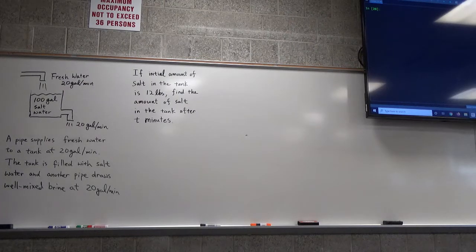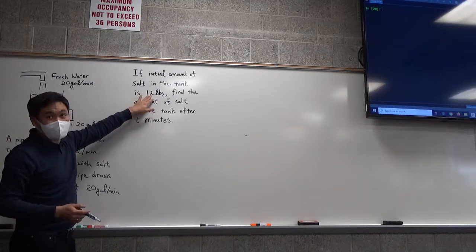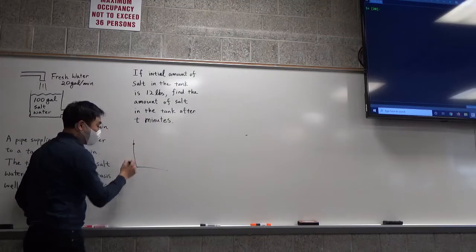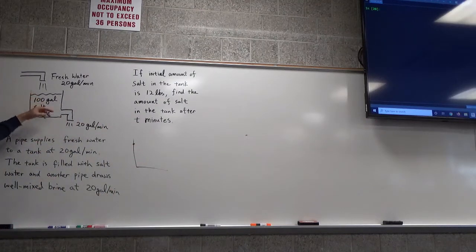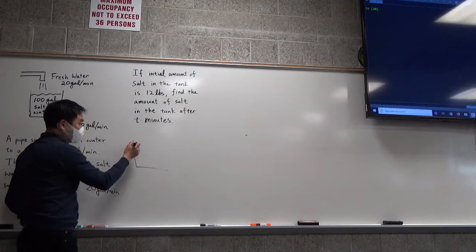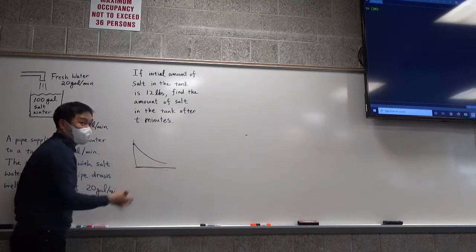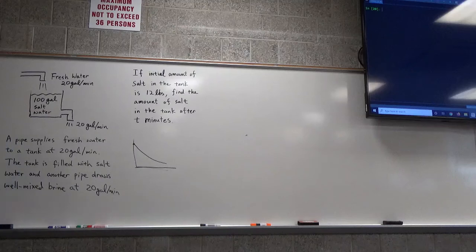Now, we would actually have some idea of what the solution might look like, because initially it's 12 pounds of salt. And if you have 12 pounds of salt and the mixed salt water is leaving, the amount of salt should be going down, and it's going to get closer and closer to zero. So you would expect that that's the kind of answer you would get, right?